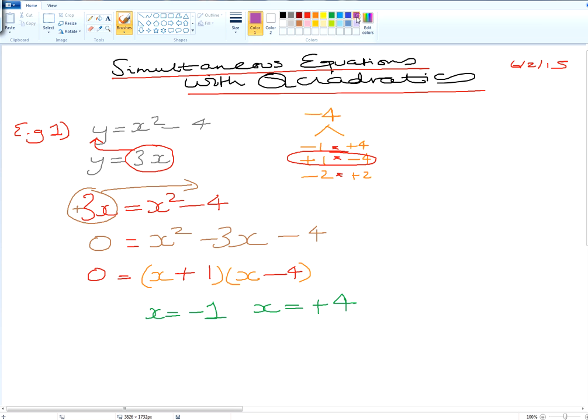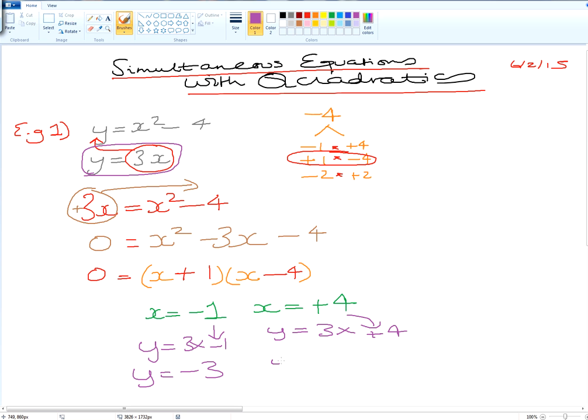Let's change color again. So what was the value of y? If you look at the second equation here, y is equal to 3x, which is a straight line equation, yeah? So y is equal to 3 times the x value. What is the x value here? Minus 1. So y is equal to minus 3. For this one, y is equal to 3 times the x value, 3x. So y is equal to 12.